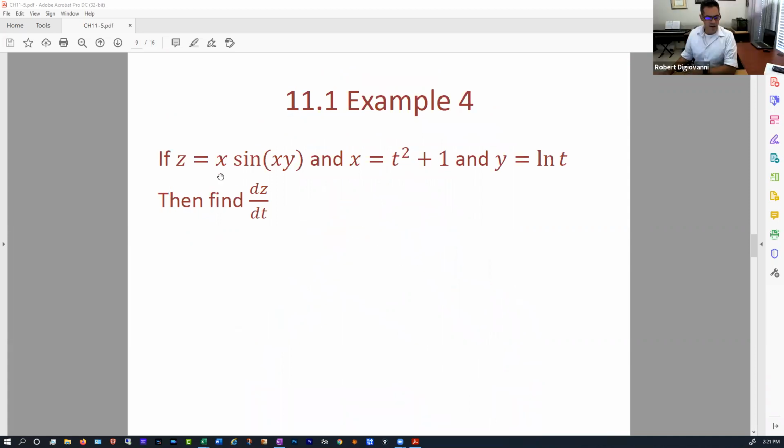So, here we have Z as a function of two things, X and Y, right? Z is X sine XY. And then we have that X is going to be T squared plus 1, and Y is going to be a natural log of T. So I think, Daniel, what you're saying is, can we just take X here, take T squared plus 1 and plug it in here, and then replace the Y with natural log of T, and then just differentiate that?